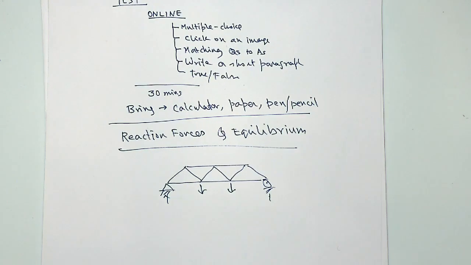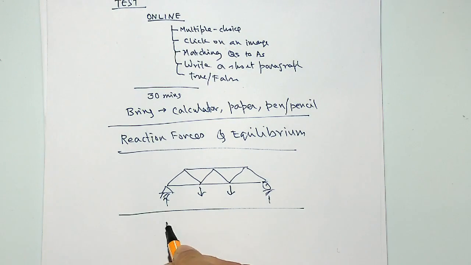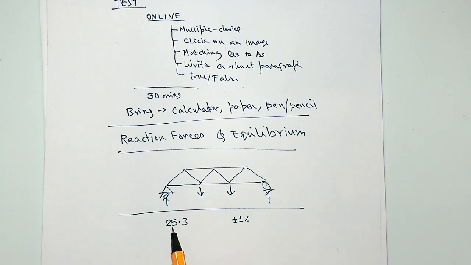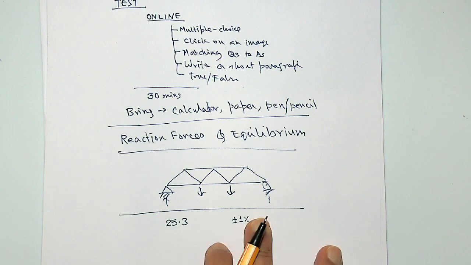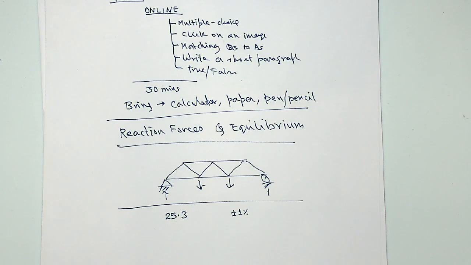So normally if there is a numerical question, say the answer is 25.3, normally you will have an accuracy of plus or minus 1%. So put 1 to 2% depending on the question. So put in enough figures so that you are within plus or minus 1 to 2%. Okay? So put enough figures in there. Any other question on the test?